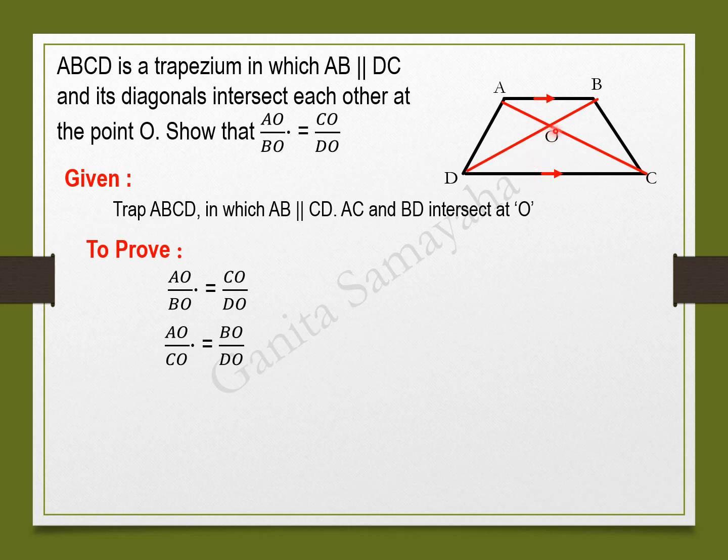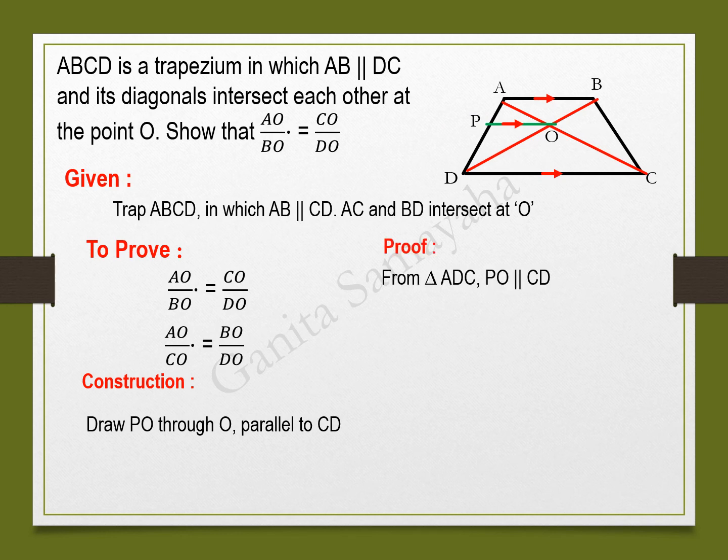So, let us draw a line through O parallel to DC, meeting AD at some point. Okay. So, this is the line that we are going to draw. This is our construction. So, through O, draw OP parallel to CD. Now, look at this triangle ADC with OP parallel to CD. Very easy to write the proportionality using BPT, isn't it, children? AO by OC is equal to AP by PD. Fine. So, let us write that. From triangle ADC, PO is parallel to CD. So, we have AP by PD equal to AO by OC.